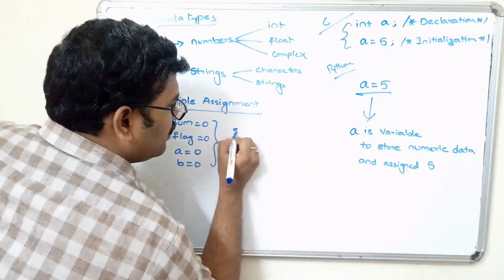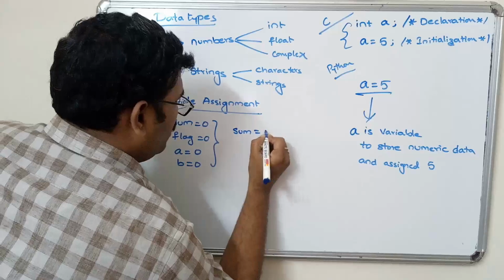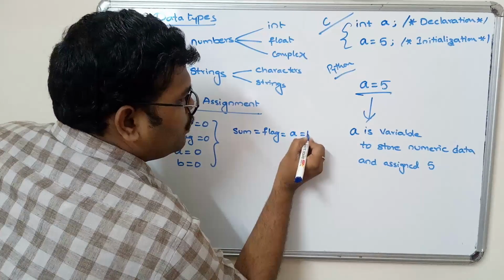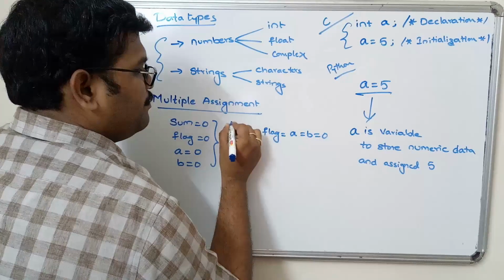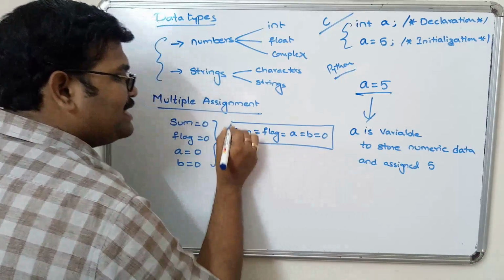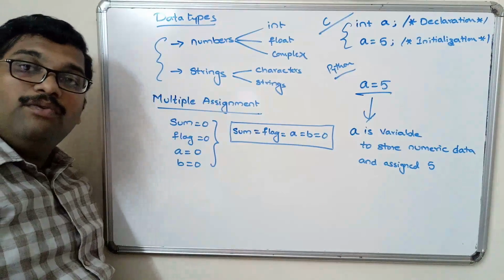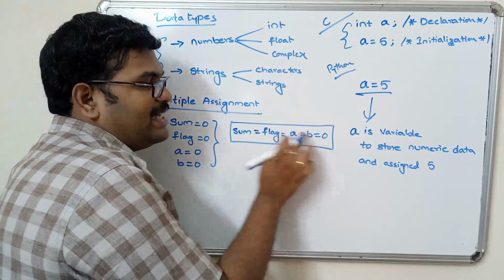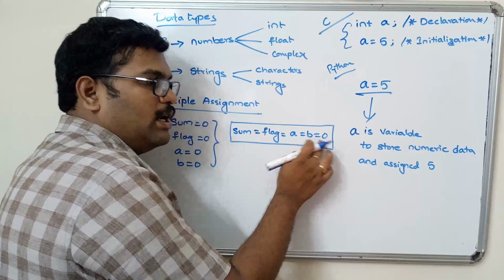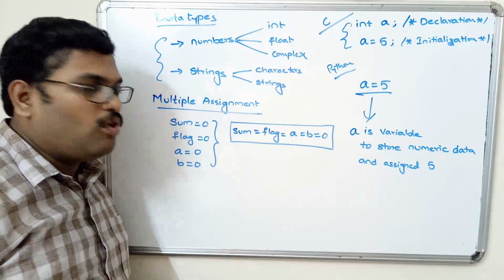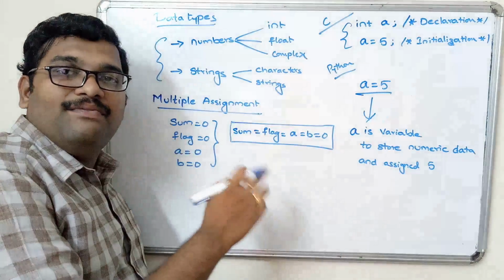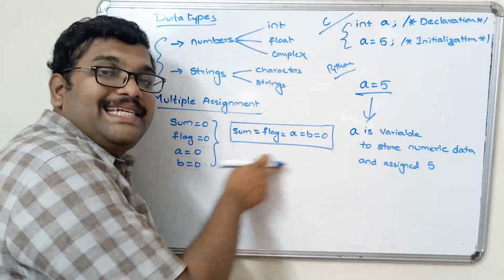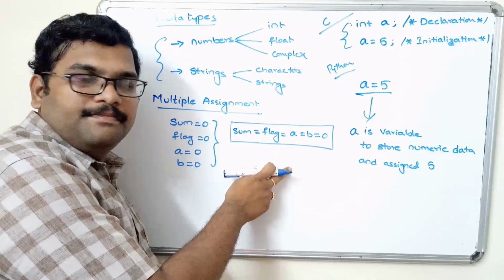Simply you can write sum is equal to flag is equal to a is equal to b is equal to 0. So the single line statement will give a multiple assignment. Variable sum is assigned 0, flag is assigned 0, a is assigned 0, b is assigned 0. So all 4 variables are assigned a single value, that is 0, and that can be represented by using a single statement in Python.